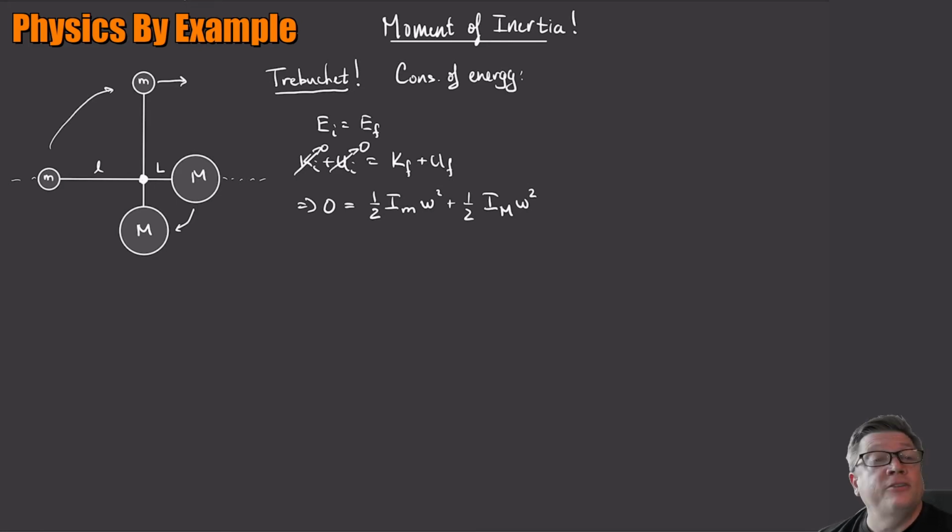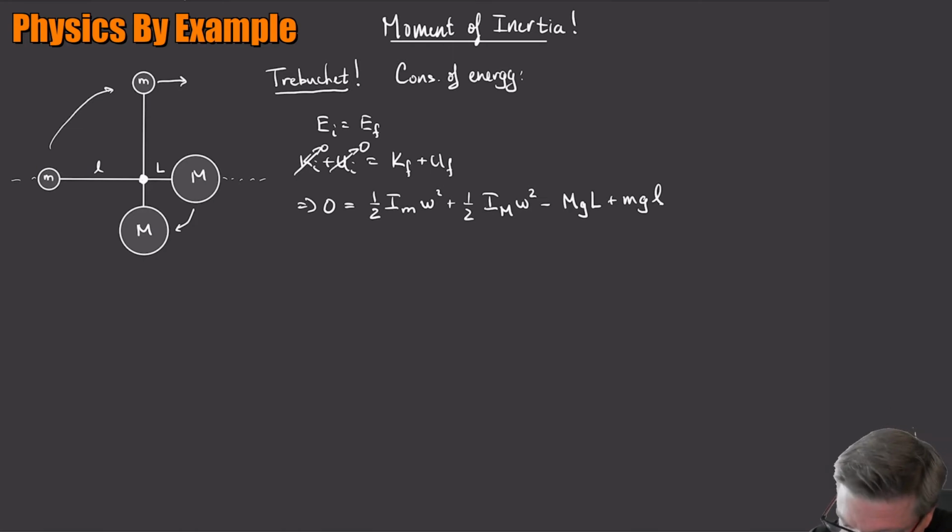Now the potential terms. In the final position, the big mass has gone down a distance big L, so this is going to be minus MgL. And the little mass is now up at a height little l, so this is going to be plus mgl. There we go, those are all of our energy terms. So all we have to do now is solve for omega, and then we'll solve for v. We'll get the linear speed of this thing at the end.